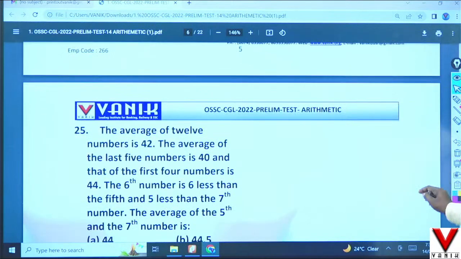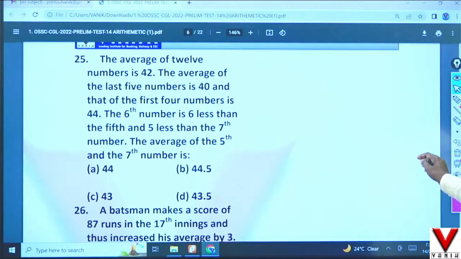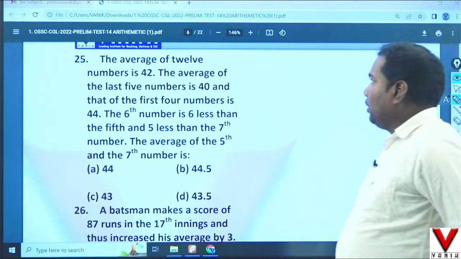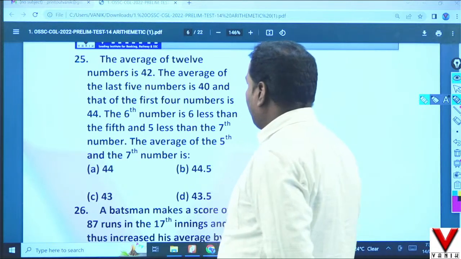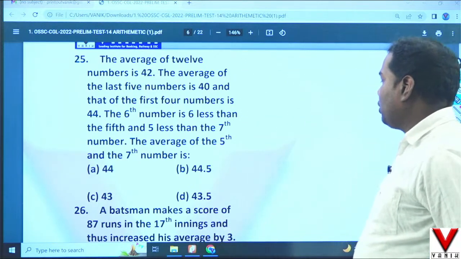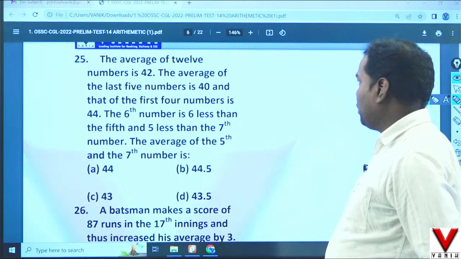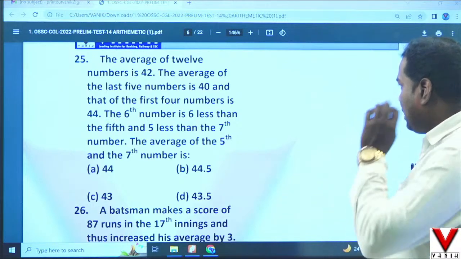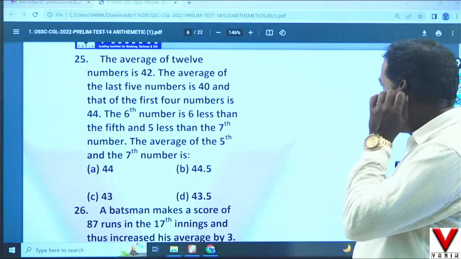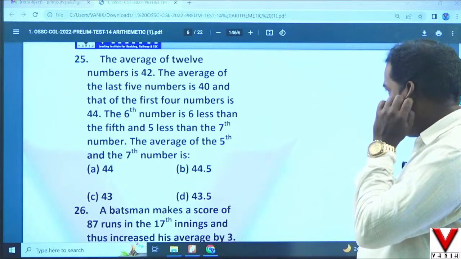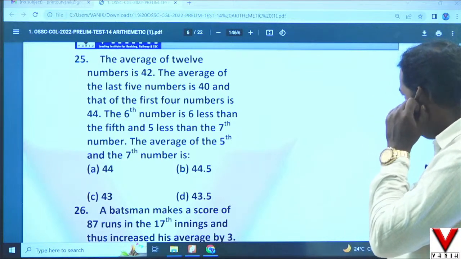Come to the next number, question number 25. The average of 12 numbers is 42. The average of last 5 numbers is 40 and that of the first 4 numbers is 44. The sixth number is 6 less than the fifth and 5 less than the seventh number. The average of the fifth and the seventh number is what?